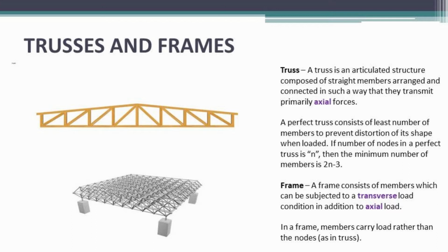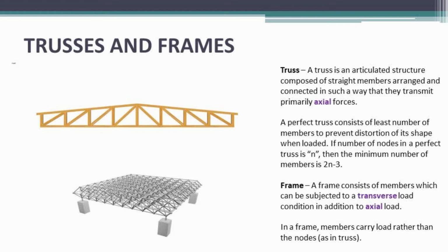Now, a perfect truss is composed of the least number of members to prevent distortion of its shape when loaded. If the number of nodes in a perfect truss is n, then the minimum number of members would be 2n minus 3. We are not getting into the explanation behind this particular deduction, because being mechanical engineers, our aim is to understand the mechanism behind it.